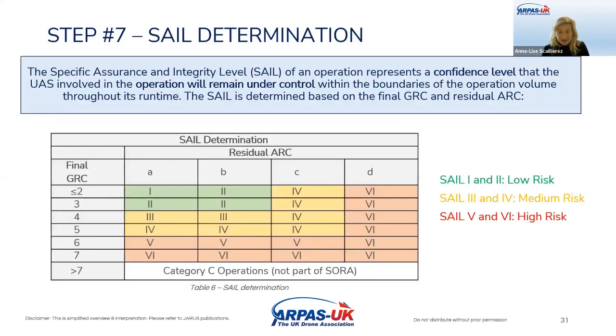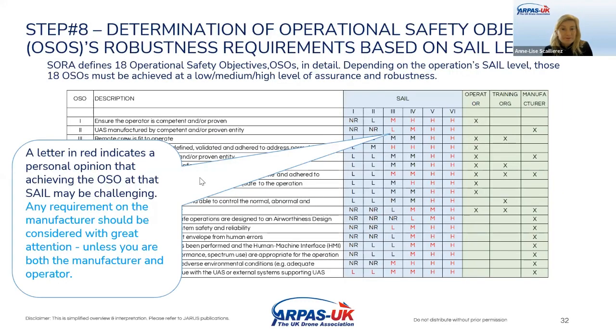Now, once you have identified your final ground risk and your residual ARC risk, as mentioned at the very beginning, you determine your final cell from 1 to 6. And as mentioned at the very beginning, once you have identified your cell, then you know at what level of robustness you must complete each of the 18 OZOs. I remind here again that any requirements on the manufacturer side should be considered with great attention, because it may be difficult to reach those OZOs at the required level of robustness.